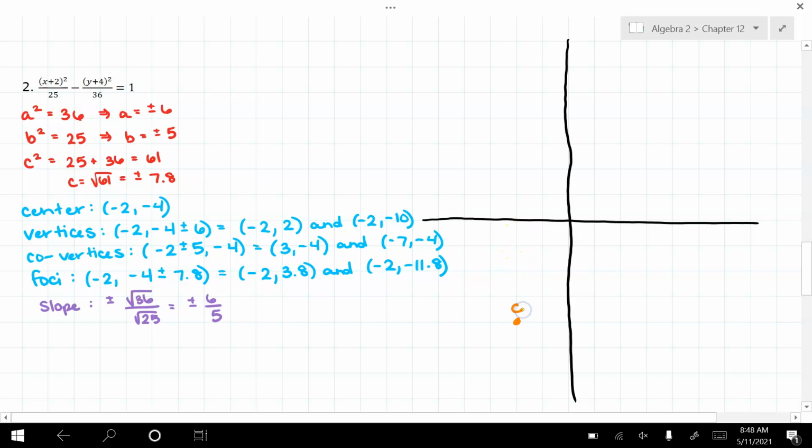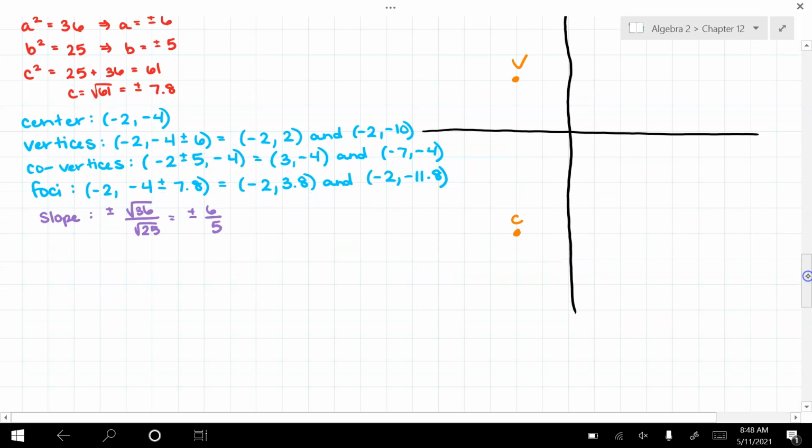So there's my center. There's your vertices. Co-vertices, we have one at 3, -4, and -7, -4. All right, so I'm going to go ahead and draw in that box so that I can then draw in those asymptotes.